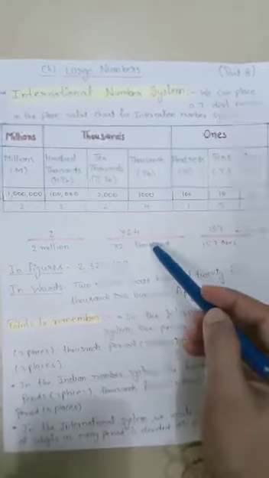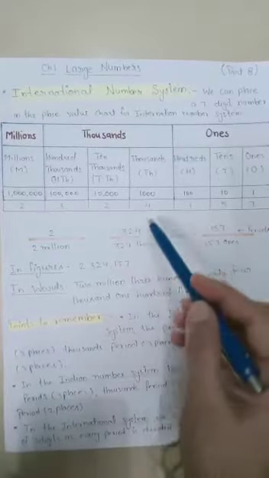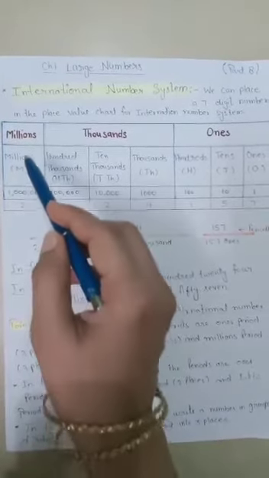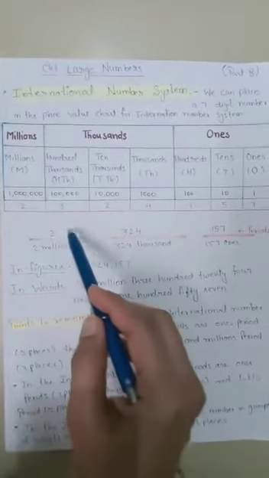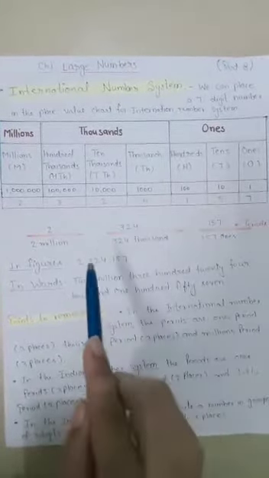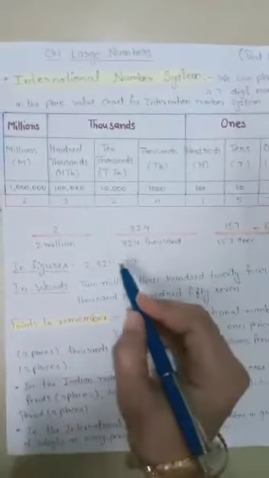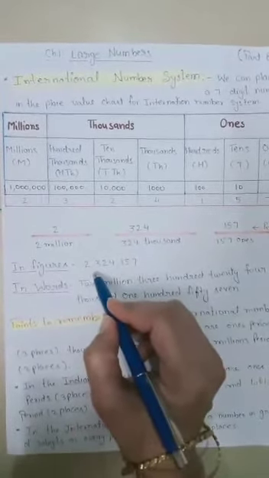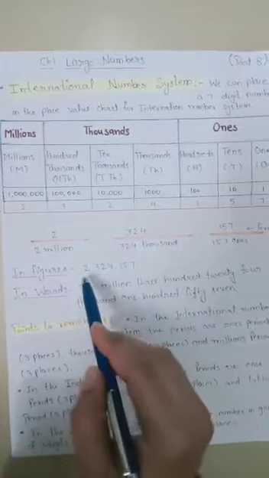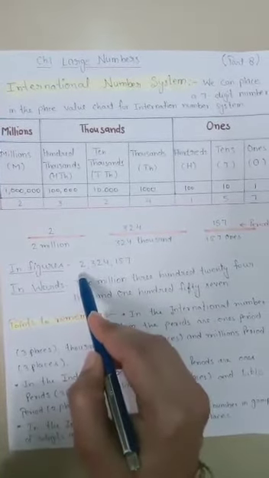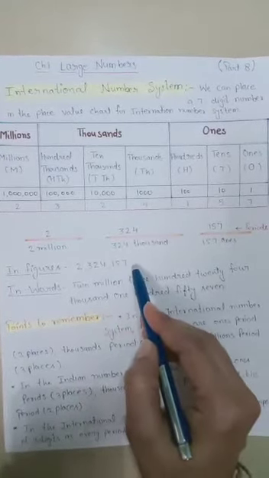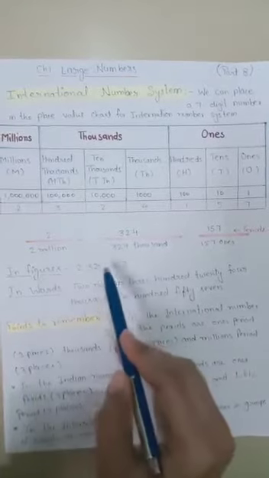Now come to the thousands period. Which digits are here? 3, 2 and 4. So we write them here together. Now come to the millions period. Which digit is here? 2. So mention it here. Now what will be the number according to the international number system? Look at the places of the commas carefully. It is according to the international number system. So how will we read this number? 2,324,157. I repeat again, how will we read this number?